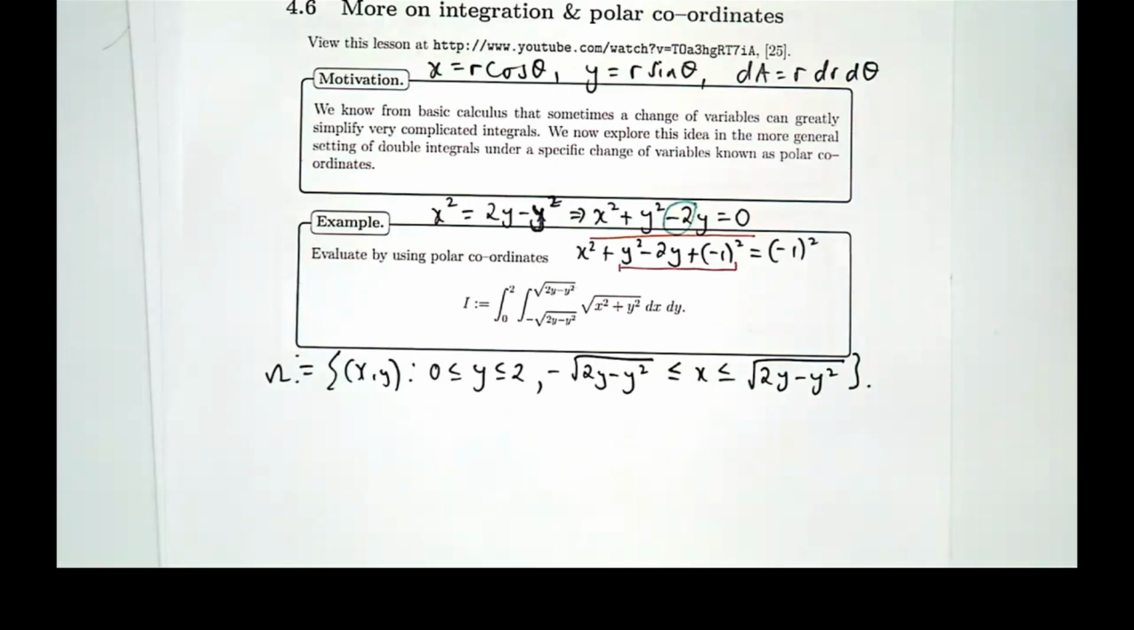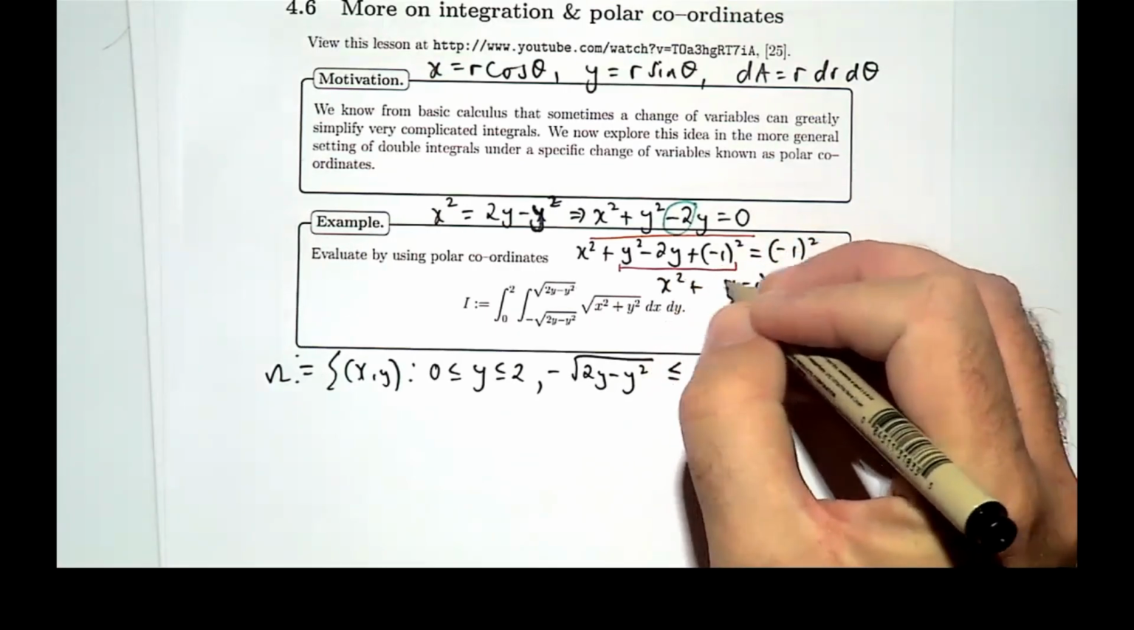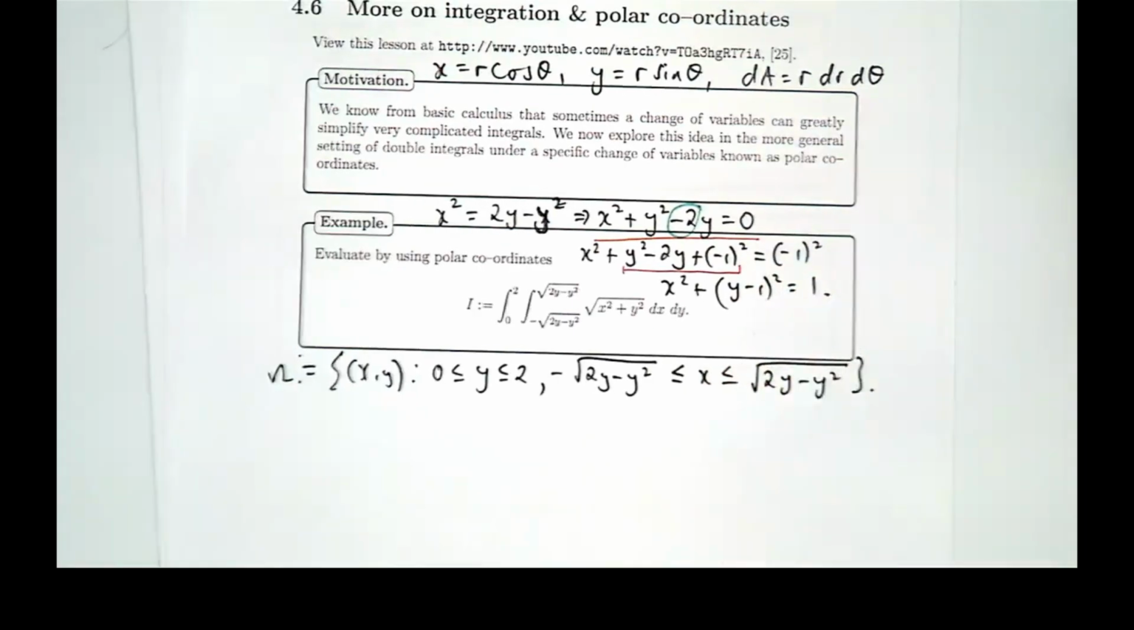So we've got x squared plus y minus 1 all squared equals this thing, 1. So yeah, it is a circle. Okay, it is a circle and it's got radius 1 and it's centered at x equals 0, y equals 1. Okay, that little bit of information helps us draw our boundary. Okay, so let's actually draw it in.